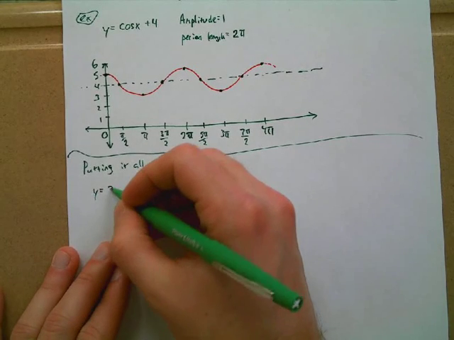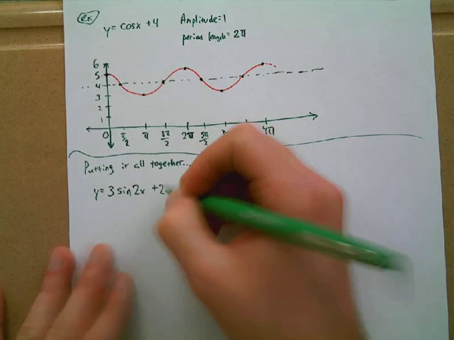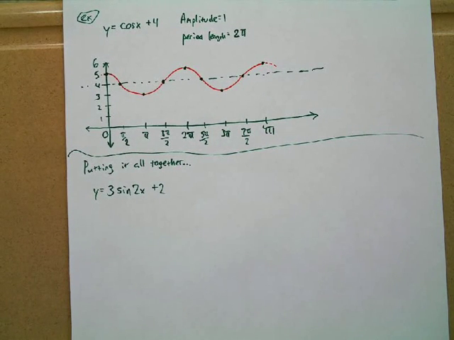So right away we see the 3 in front means our amplitude. Our wave is now going to have a height of 3, going up to 3 and then down to -3. We're also shifting up 2, so that's going to affect things as well. And then sine of 2x is going to stretch or shrink our period.